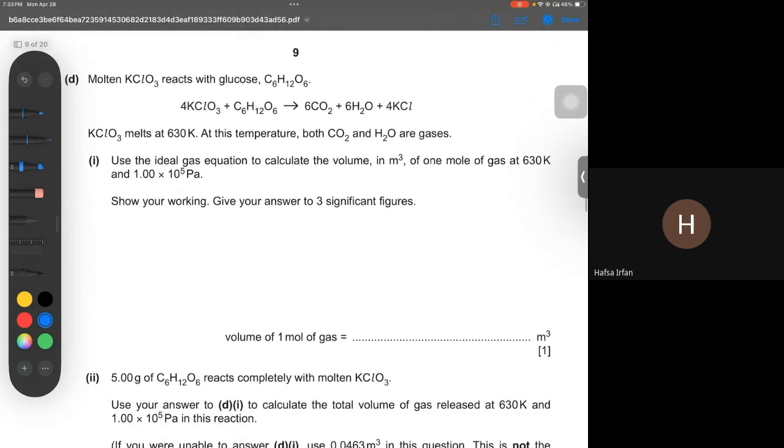Molten KClO3 reacts with glucose. Show your working, give your answer to three significant figures. So I would be applying the formula, that is PV is equal to nRT. They are asking to calculate the volume. I would be calculating the volume in this way. So I don't know the moles. They have mentioned the moles.